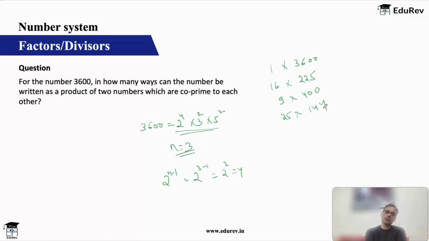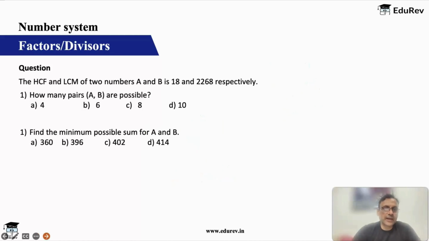These are the 4 co-prime pairs. Okay, as simple as this. Okay, let's look at one more, and here also this concept of co-prime applies very beautifully. The HCF and LCM of two numbers, HCF, LCM we had done in the last class. If you have not done that, please go back and revise. We are going to use that concept here.